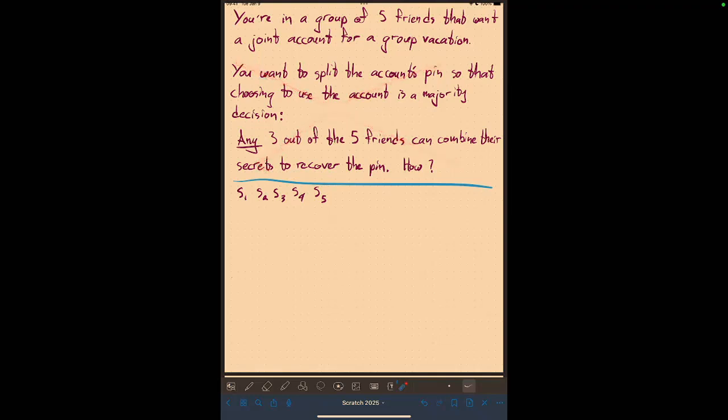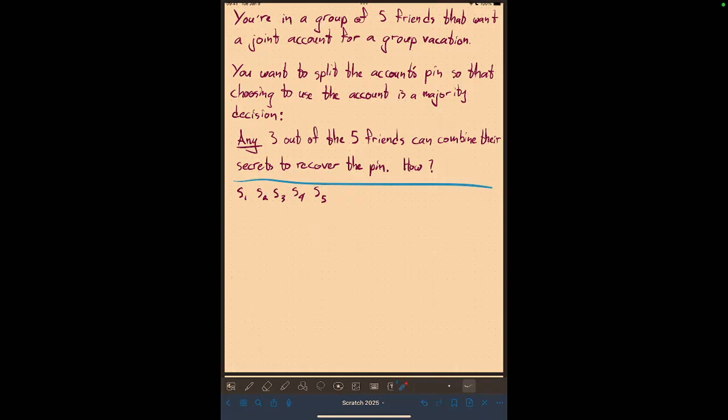If all we cared about is a group of 5 friends and they all needed to come together, we could do the same thing as before, right? We could just choose random numbers in Zn for S1 through S4, and then just set S5 to be the thing you need to add to get all of them to be S. So like if you needed all 5 friends to come together to do this, you could just choose these randomly and everything would work through as before.